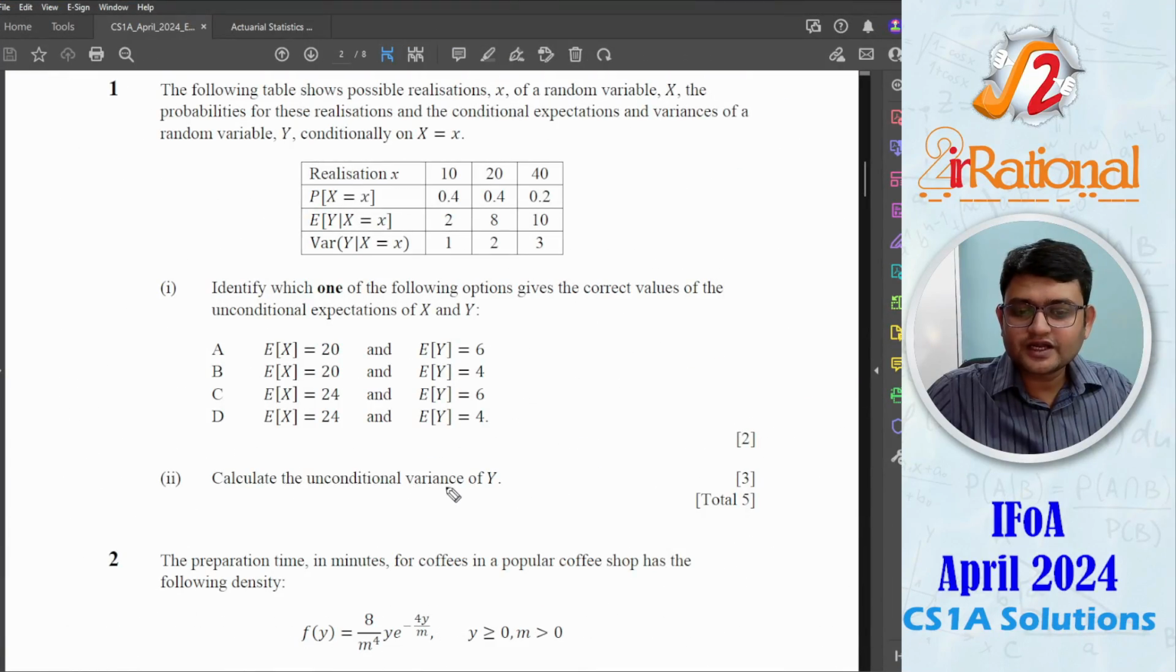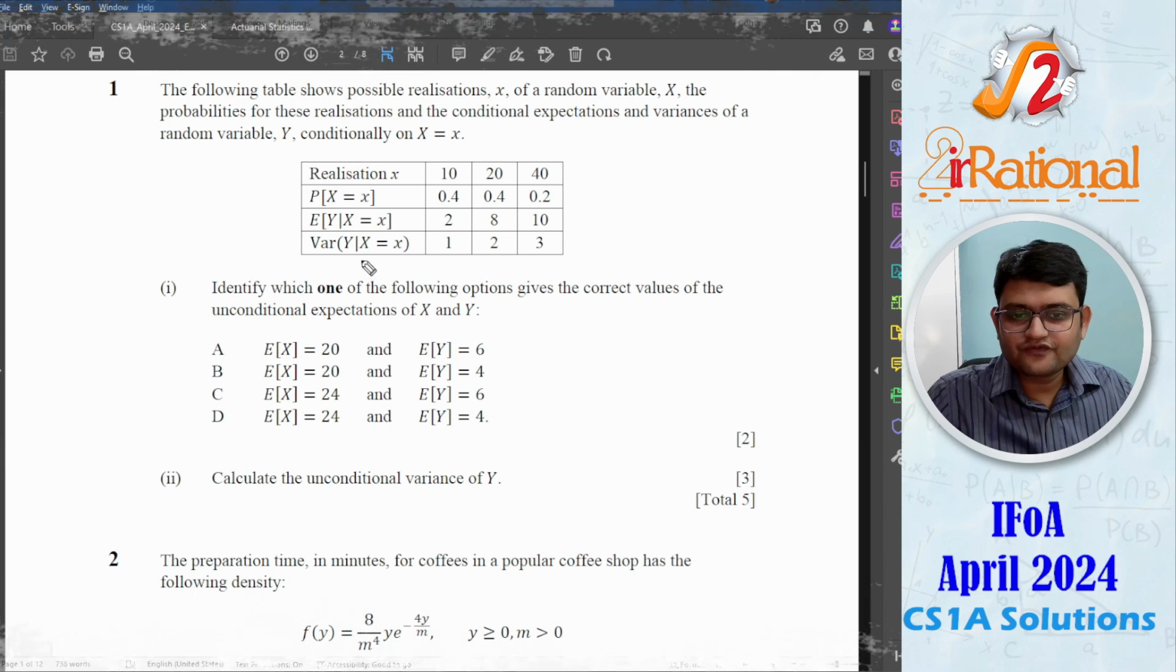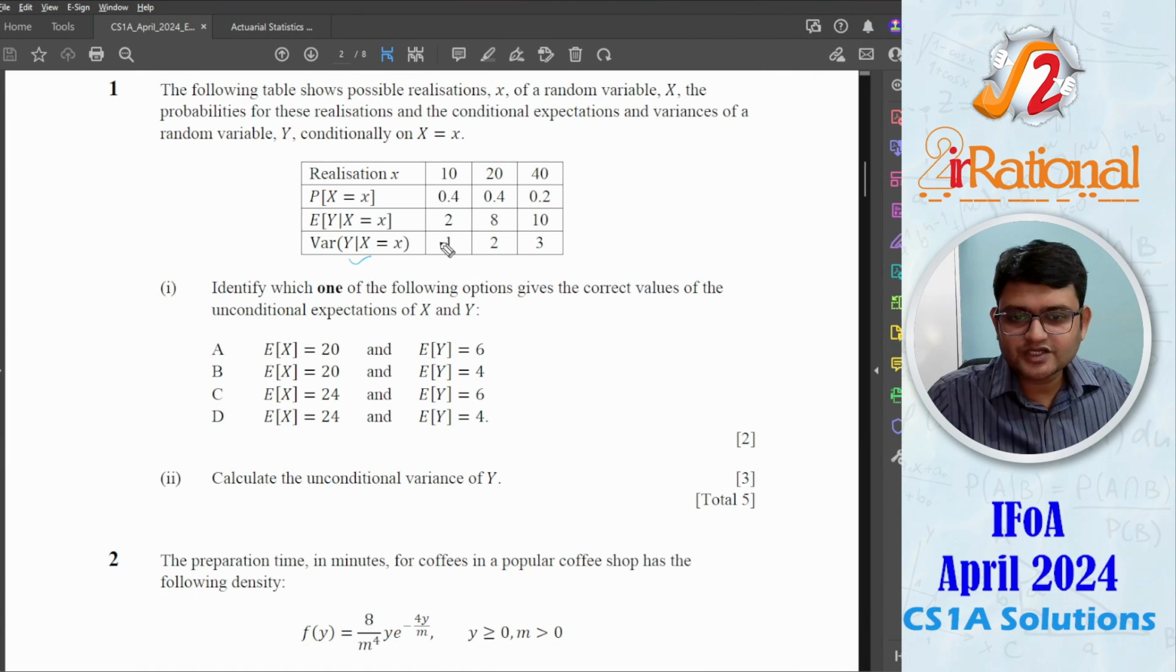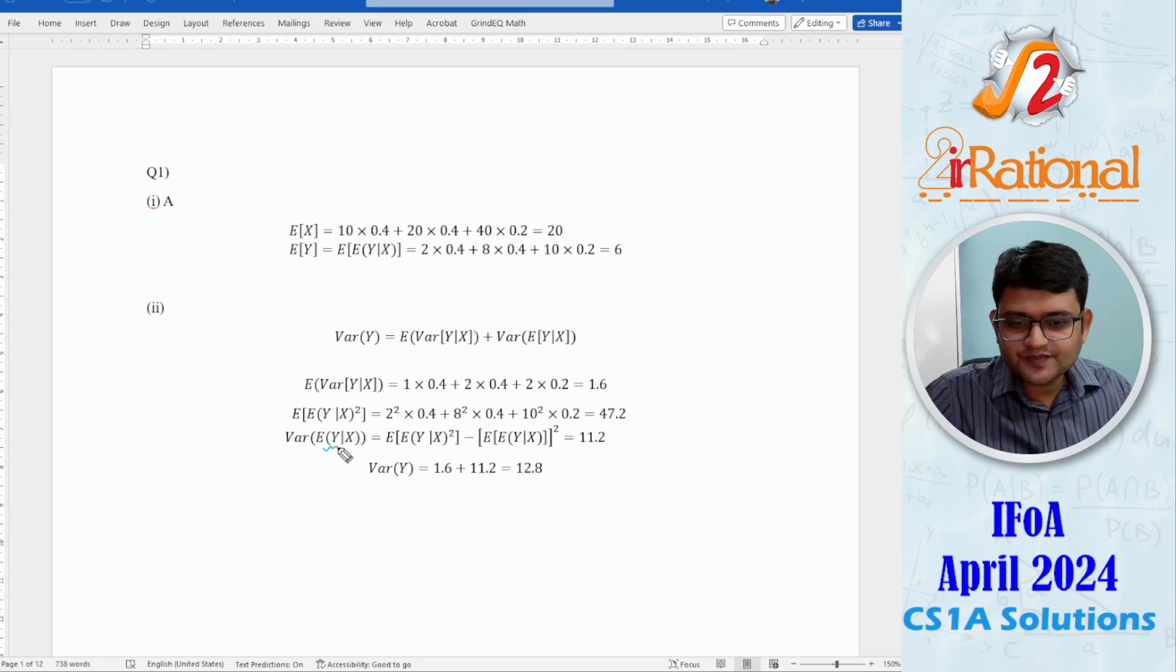Second part, calculate the unconditional variance of y. For the unconditional variance, you will require expected value of variance of y given x and variance of expected value of y given x. This will be very simple. We have variance of y given x, you need expectations, so you will multiply with the probabilities of x and then add them up. But for the variance of expected value of y given x, you will assume that expected value of y given x is another variable, so you want expected value of that variable square minus expected value of that variable whole square.